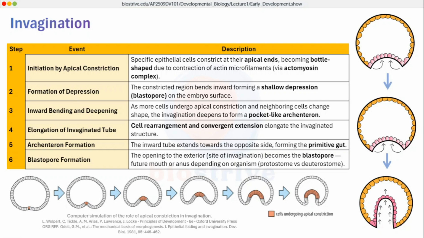So how does invagination take place? First there will be initiation by apical constriction. There will be formation of a depression. As you can see right here, the depression is forming. There will be inward bending, which can be seen right here. The bending will start deepening, and elongation of this inward protrusion will take place, and at last there will be formation of archenteron. The same process is shown right here.